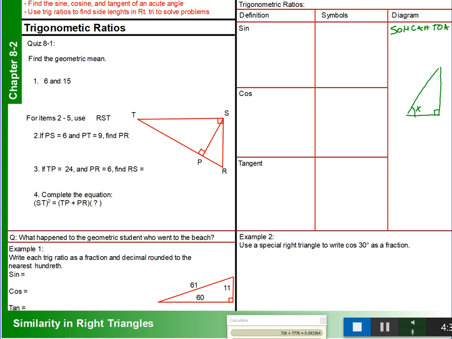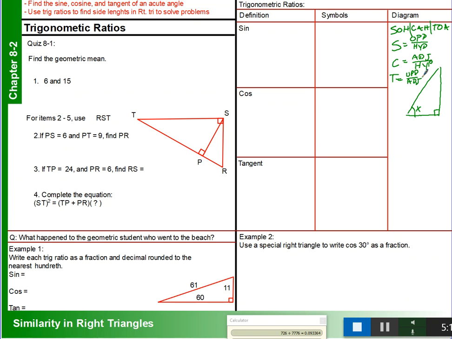SOH-CAH-TOA, where the sine is equal to the opposite over the hypotenuse. And these are sides. Cosine is equal to the adjacent side of an angle over the hypotenuse. Oh God, I gave you the tangent here. H stands for hypotenuse. And the tangent is equal to the opposite over the adjacent side length.